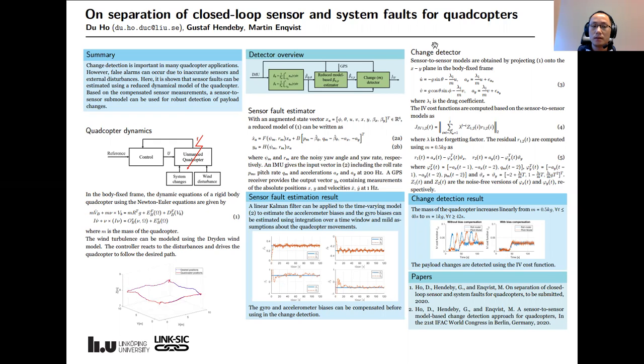Here in the next plot, you can see the blue line is the predefined path, and the red curve is the actual position of the quadcopter. The red curve follows the blue curve quite well. So again, the main goal of this work is to detect payload variation of the quadcopter.